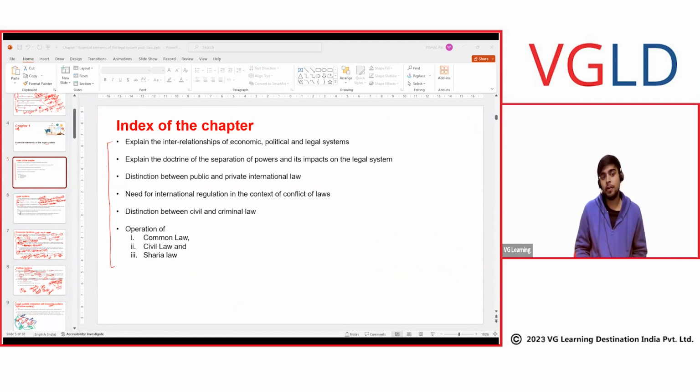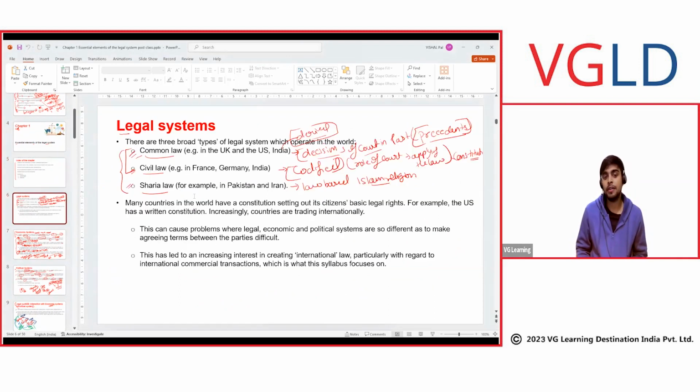In this chapter, on the essential elements, I first touched upon common law, civil law, and Sharia law, and these will be the discussion points for today's class. What is common law? In the last class, I gave you a hint that common law is based on court decisions, which are basically called judicial-based decisions. Common law is a phenomenon that was derived in England, and from there it was exported to the entire world. We'll discuss that in detail.